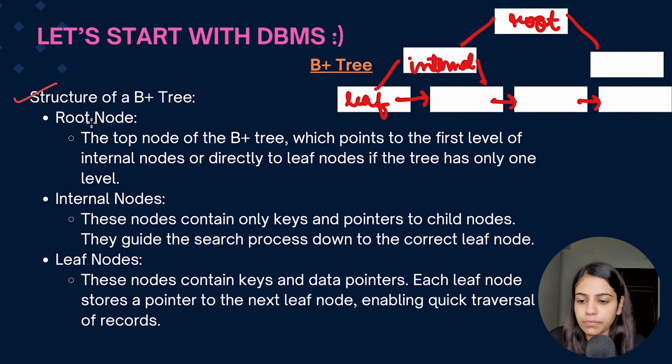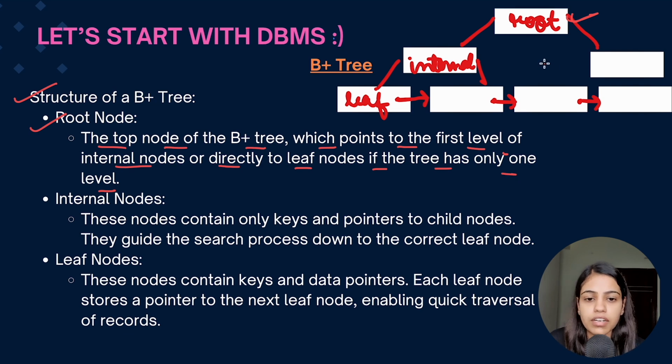Now what is the structure of B plus tree? The first is the root node. The root node is the top node of the B plus tree, which points to the first level of internal nodes, or directly to the leaf nodes if the tree has only one level. So this is the root node which points to the internal nodes, and if there are only two levels of nodes, then it points to the leaf nodes.